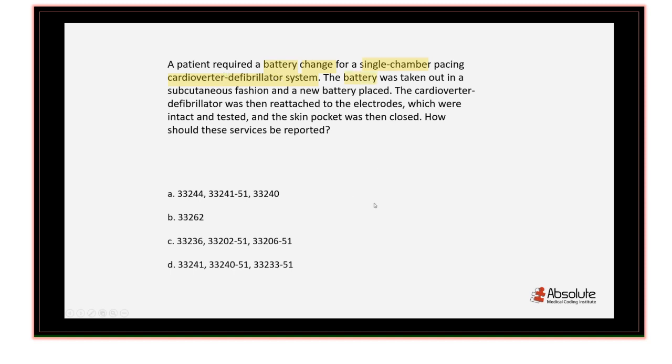That's our what. Battery, that's another what. Taken out, that's a procedure. Subcutaneous, that's our how. Okay, so see how I'm highlighting my keywords here. New battery is placed, so that actually kind of makes sense. Reattach, we have, also I should have that, electrodes and skin pocket is closed. Okay, so that's all I need.